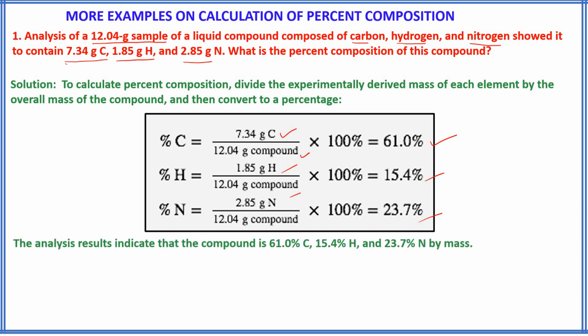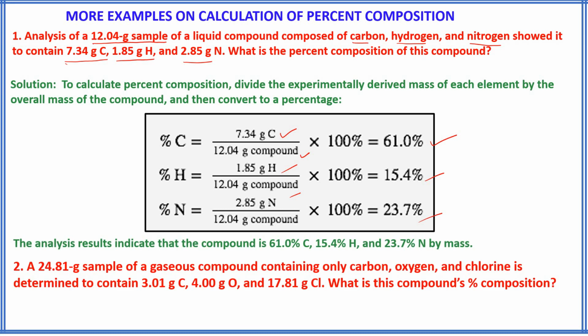In this way, if you observe the analysis, 61% is carbon, and the percentage of hydrogen is only 15. Like this is the answer. In this way we can do it. Now here is one more problem. This will be the homework for you, an assignment question for you.